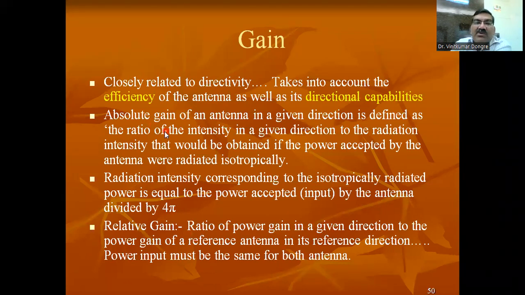What is absolute gain? Absolute gain in a given direction is defined as the ratio of intensity in a given direction to the radiation intensity that would obtain if the power accepted by the antenna were radiated isotropically. Now, if we go by the definition, you may feel it is somewhat complicated. You may or may not understand it, but if you go by an analogy, you will understand very clearly. Now, what is this analogy? I will try to explain it.